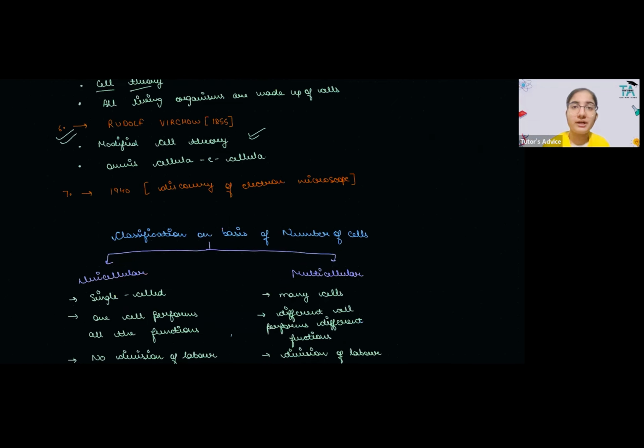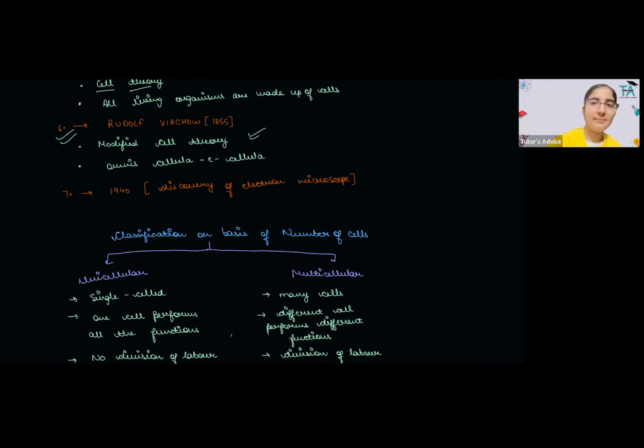In 1940, we have the discovery of the electron microscope. The best discovery, because even today when you go to the laboratory, you are going to use the electron microscope. When it came, it led to so many discoveries within the cell, because with the help of an electron microscope you can look at minute structures also. So after 1940 the research and studies are still going on, and we have got so many discoveries after that.